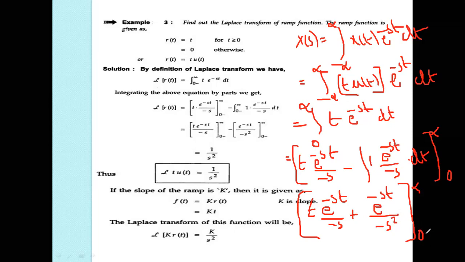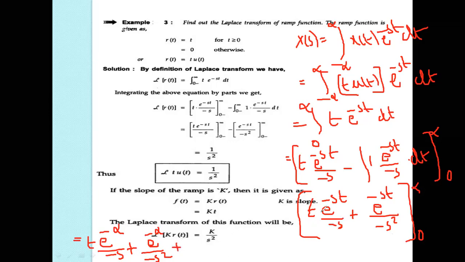Because we are substituting the lower limit, we will get a minus, and here also a minus, so both together make a plus. Once again I will explain. First of all, if I am applying infinity: t into e power minus infinity by minus s, plus e power minus infinity by minus s square, for the upper limit. For the lower limit, minus of, and here there is a minus.